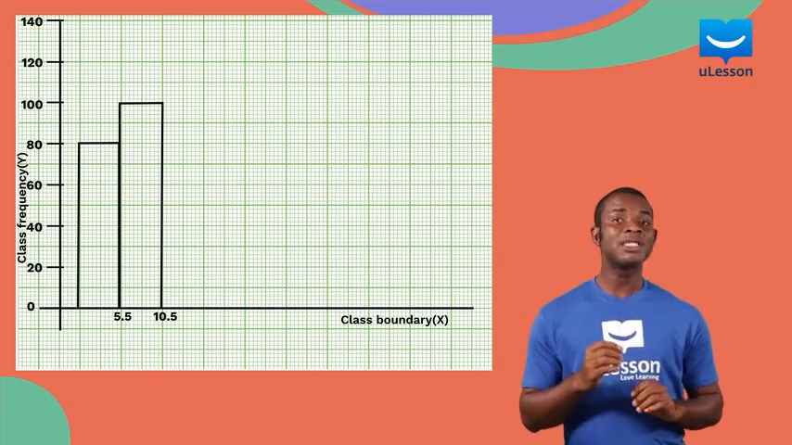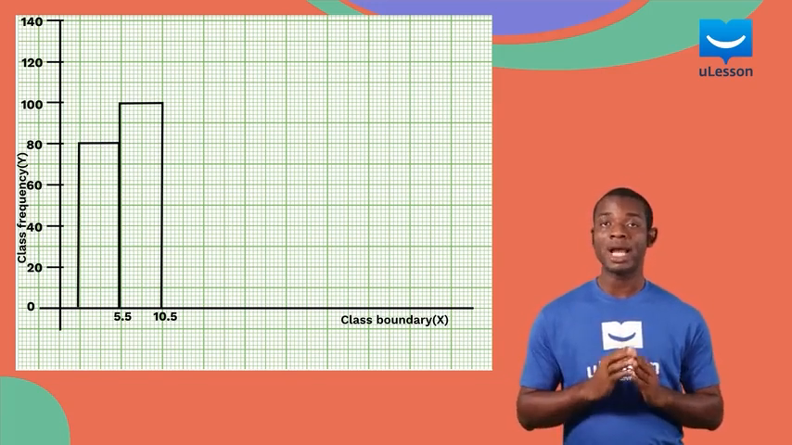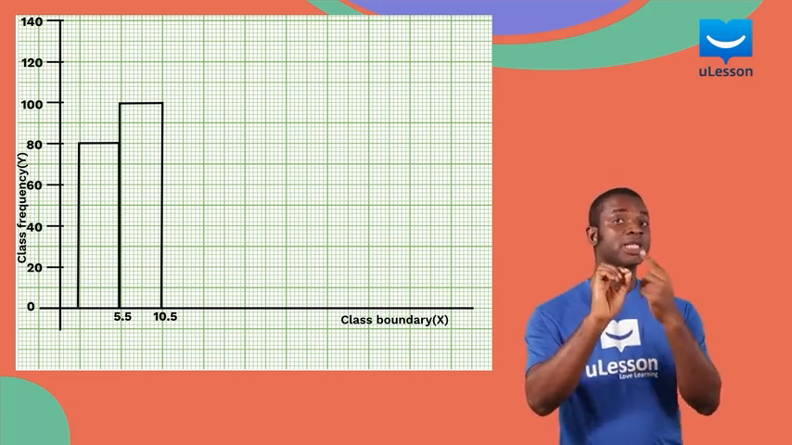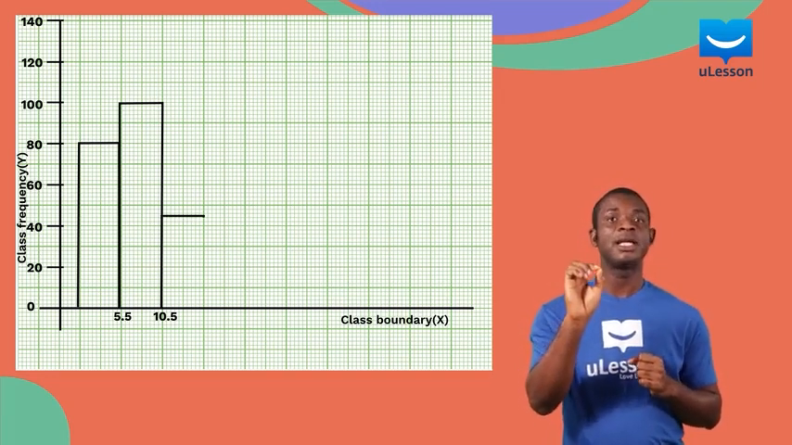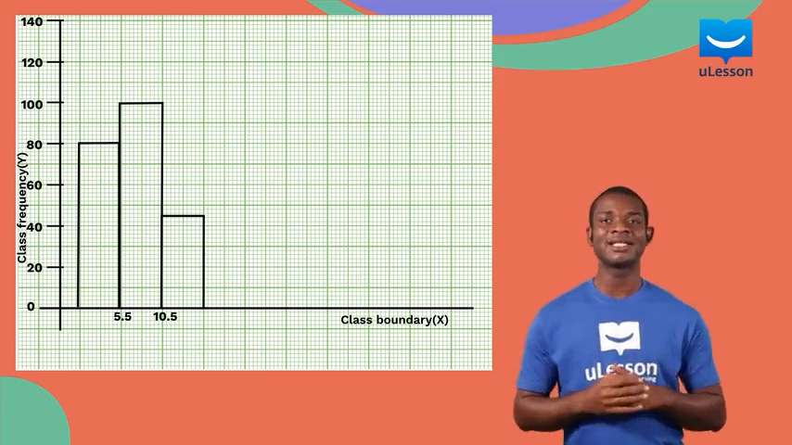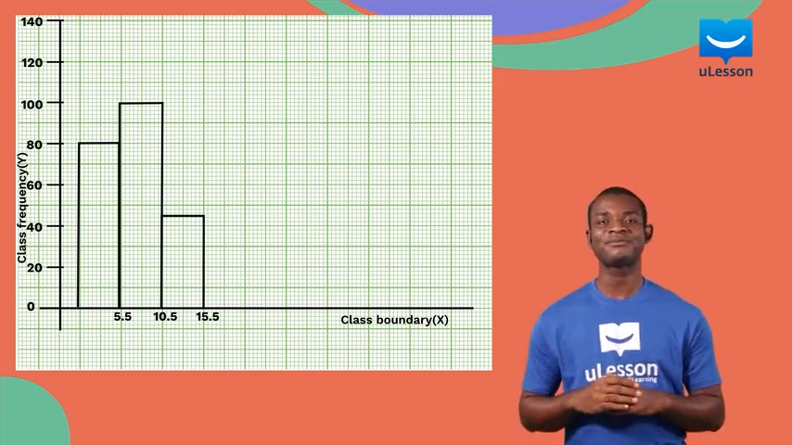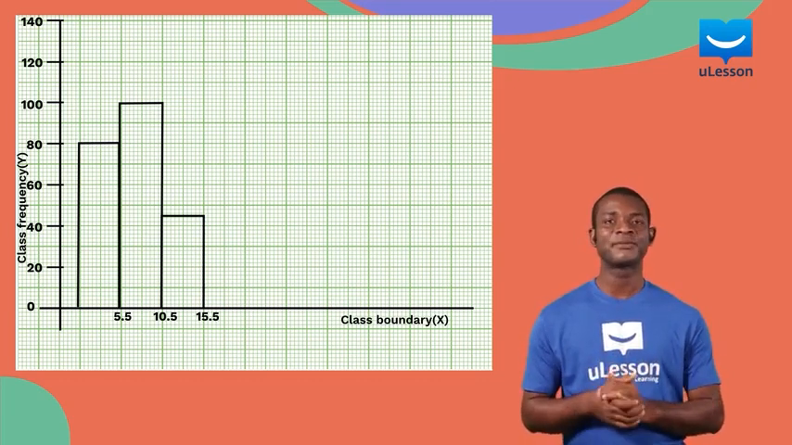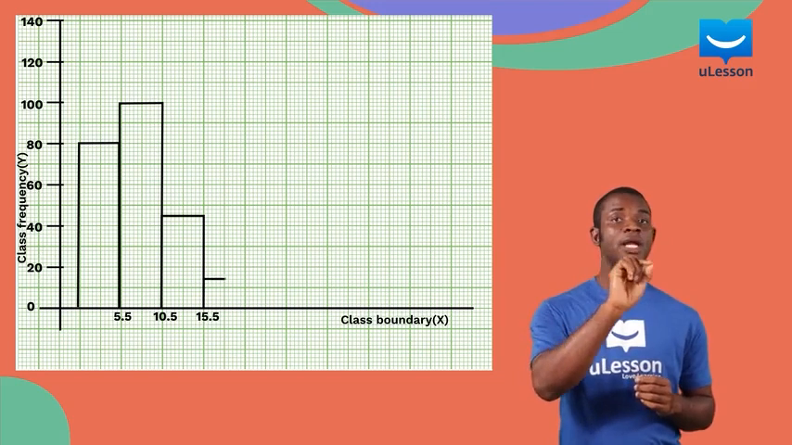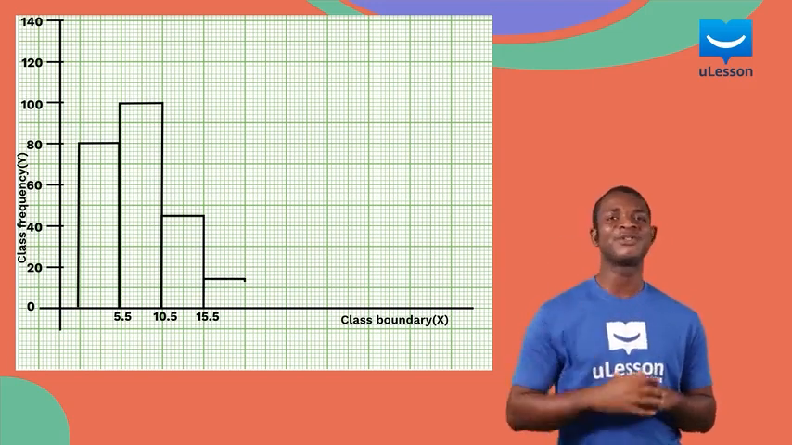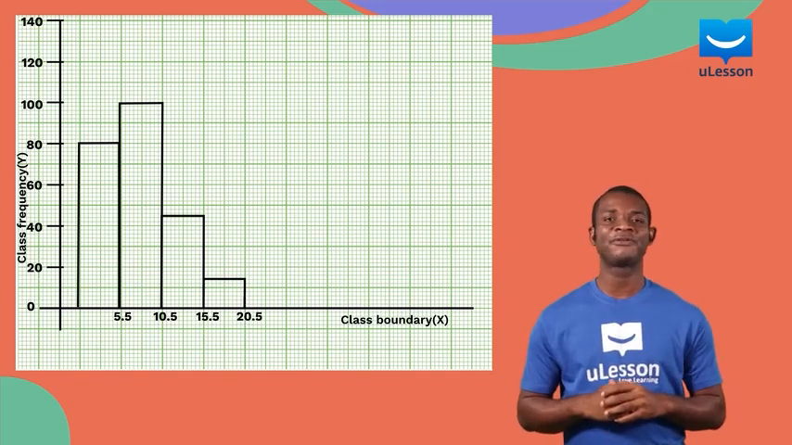Next, we represent the third class, leaving no space. So we draw our line up to 45, which is halfway between 40 and 50. We draw the width, then back to the horizontal axis, and finally label it as 15.5. Now to the fourth class. We draw the line, locate 15, then draw the width, and back to the horizontal axis. Finally, we label it as 20.5.